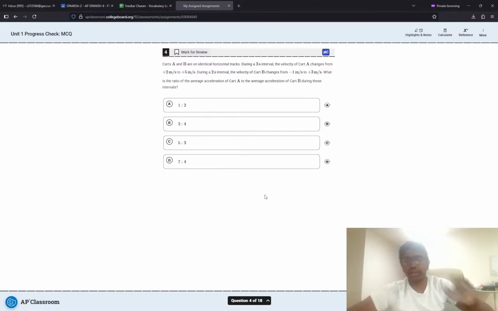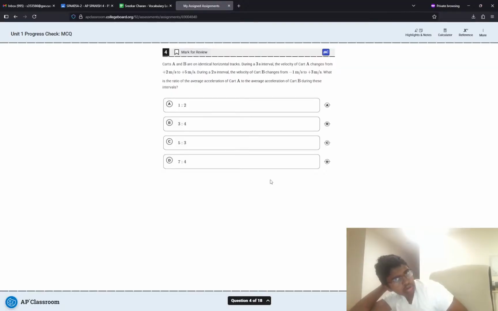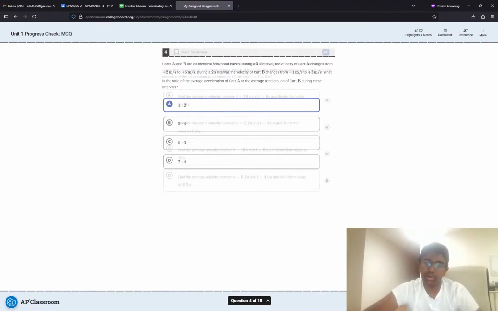All right, chill. Okay, let's start. So I'm just gonna start doing questions. A and B are identical horizontal tracks. We'll see if current A changes from 2 to 5, equal to 1 to 3. The ratio of the average acceleration. This is pretty simple. So A is gonna be obviously 1, and then B is gonna be 2. So 1 to 2 seems like the very obvious answer.